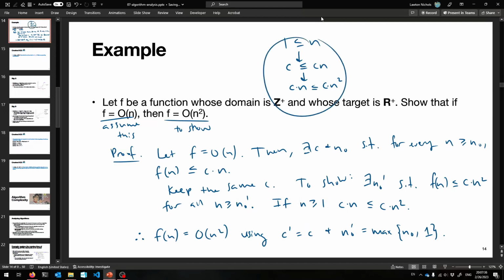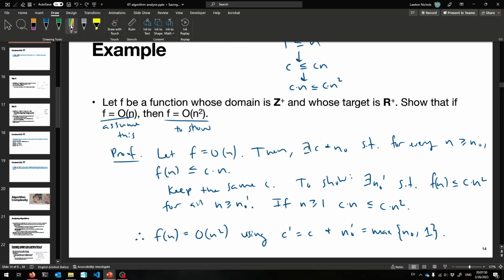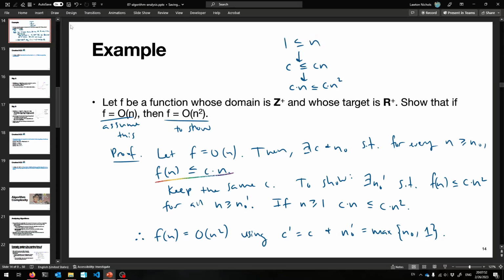And that's what we needed to show: we know this, and we're showing that it's also less than c n squared, right? We're starting from this, we're assuming this, right? That's our assumption. So f of n, we're assuming that it's less than c times n, and we're showing that it's also less than c times n squared. See that? And that's what we prove.